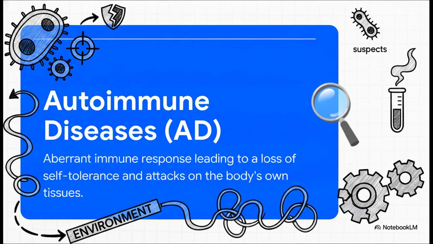To really understand this, we need to define exactly what we're looking at. Autoimmune diseases, or AD, are pathological conditions where an aberrant or abnormal response of the innate and adaptive immune systems leads to a loss of tolerance to self, attacking the body's own tissues. Throughout this explainer, we're basically going to act as detectives, investigating the suspects, the environmental crime scenes, and the broken cellular failsafes that lead to this loss of tolerance.